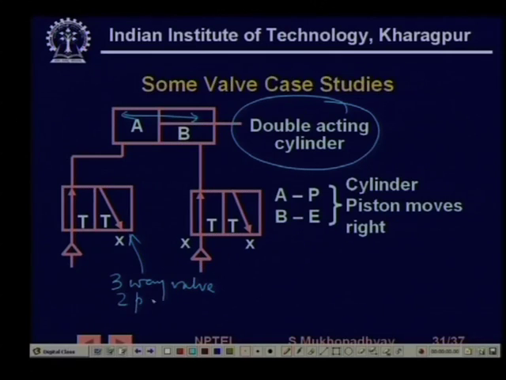2-position. So, it can connect either this to this, or it can connect in this position, it will connect this to this, and this side can be again connected either. So, they are actually independent.